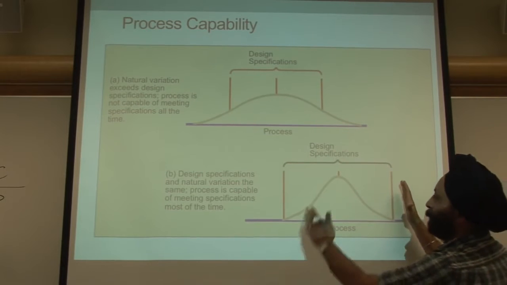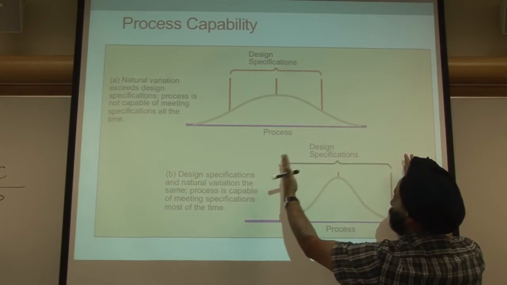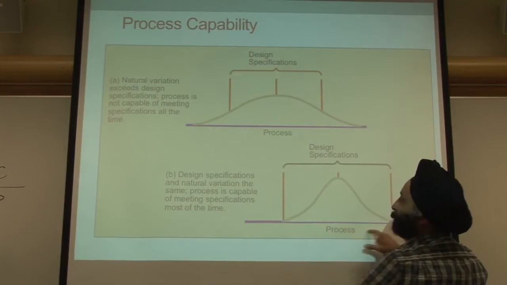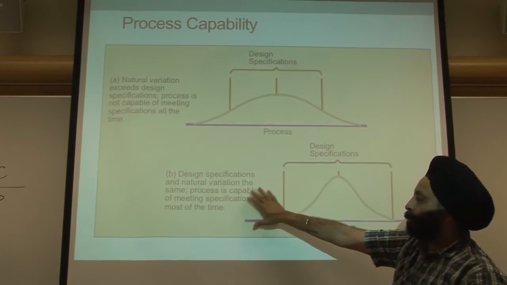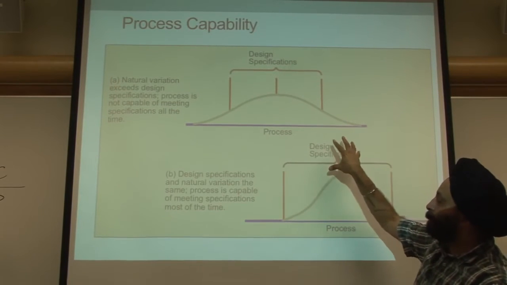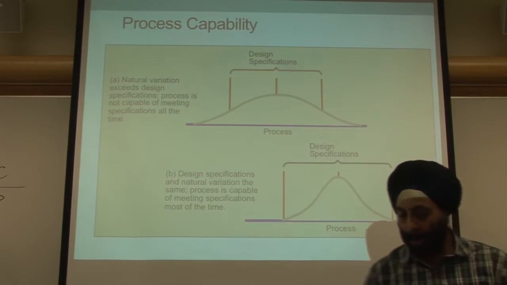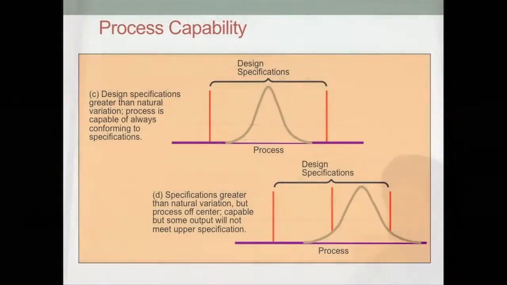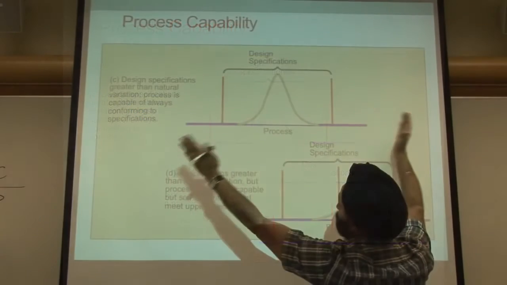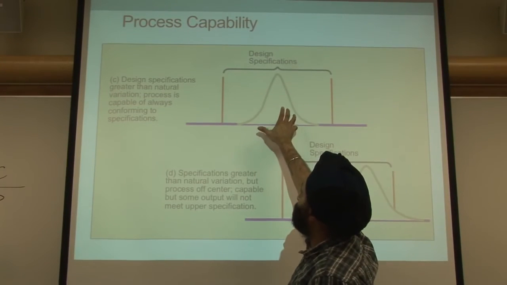On the other hand, you're looking at design specifications that can easily be accommodated by the process variability. So in this case, design specification and natural variation are the same. In this case, process is able to meet the specification most of the time, which is 99.74% of the time. And then you have the third scenario where design specifications are much looser, customer is much more accommodating, but you have a very tight specification of natural variation.